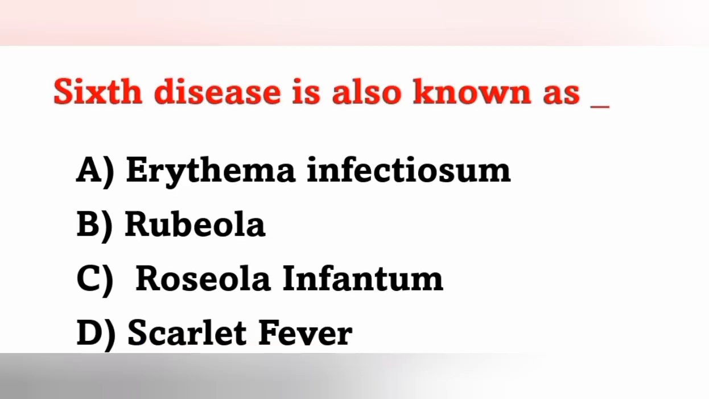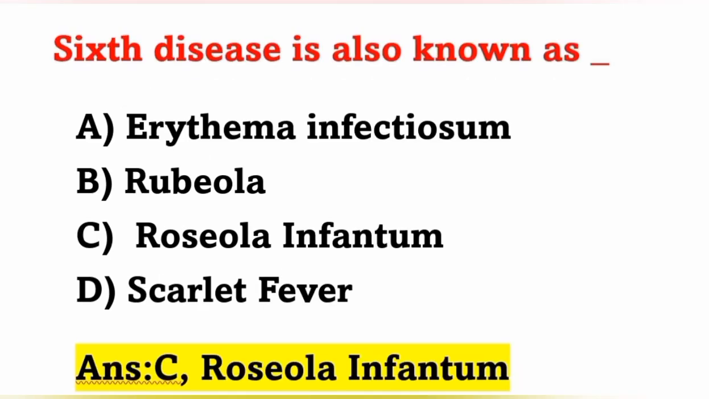And the next question, sixth disease is also known as? Option A erythema infectiosum, option B rubeola, option C roseola infantum, option D scarlet fever. As we already discussed in the previous question, the sixth disease is also known as roseola infantum. Option C is the correct answer.